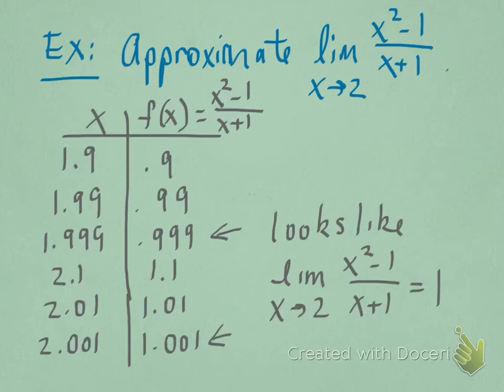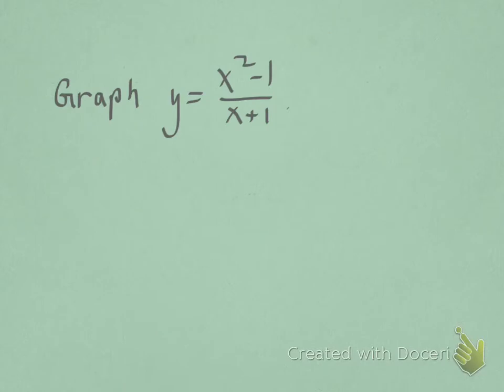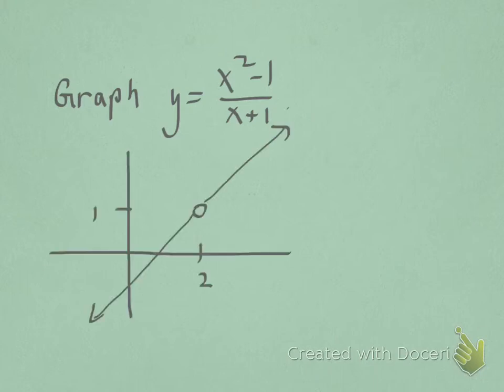So something else we could do to get an idea of what our limit may be is to look at a graph. So let's take a look at the graph of the function x squared minus 1 over x plus 1, and we're only interested in what it looks like near the point x equals 2. So if I draw it, it looks something like this. Oh, and that point should be filled in.